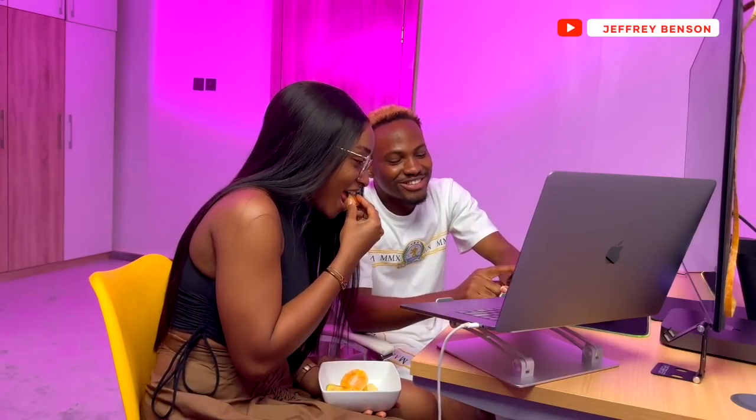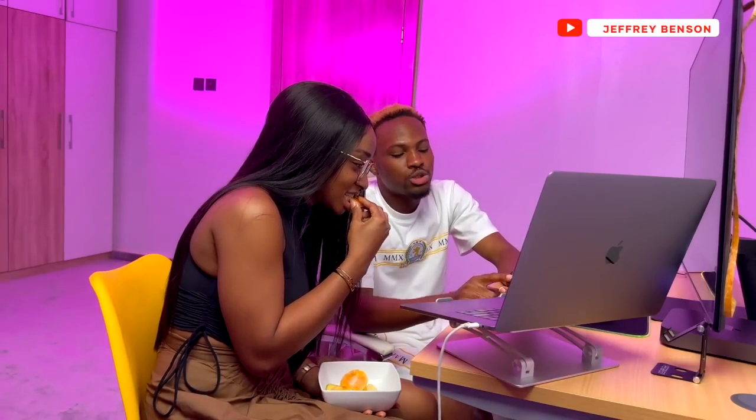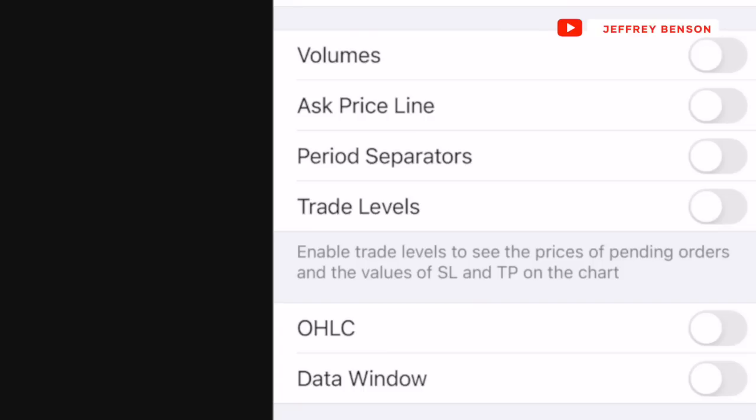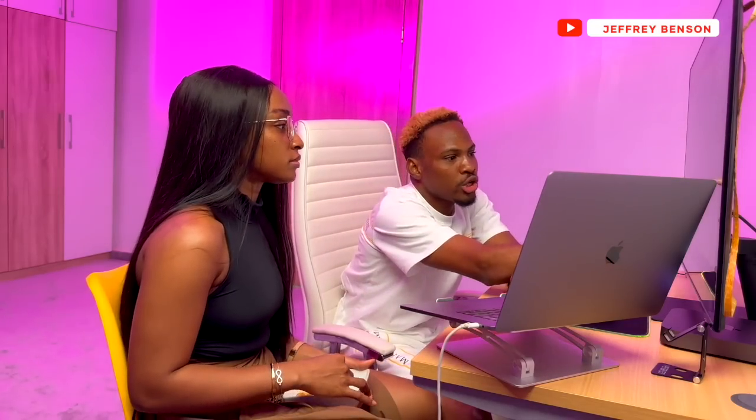Anyway, trade level is when you want it to show whenever you place a trade, buy and sell, your stop loss or take profit, the level on your screen. So you need that. I just toggle it on. Ask price: do you want to show ask price and bid price? Usually you only show bid price. Right now, you see it's only showing one line, bid price.